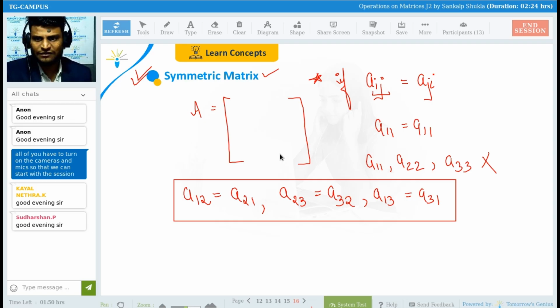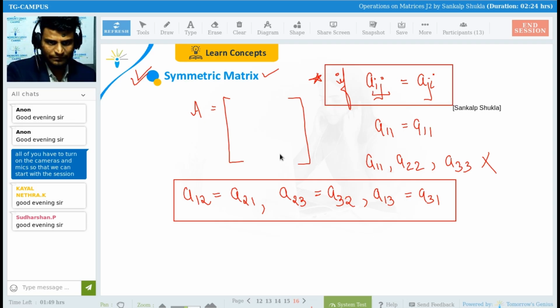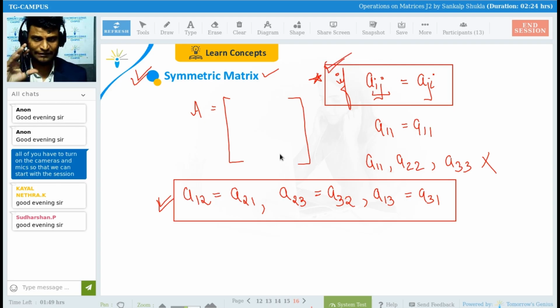So the final condition is this, but what we have to check is this. It is not valid for only one pair. It has to be valid for each and every pair. Like A12 and A21 should be equal, A23 and A32 should be equal, A13 and A31 should be equal. Just note it down. So this is the condition for a symmetric matrix.